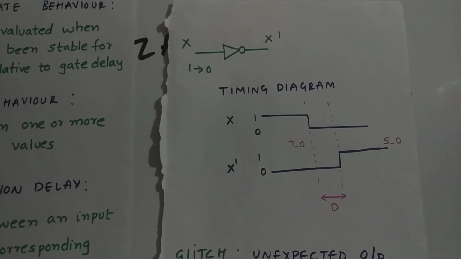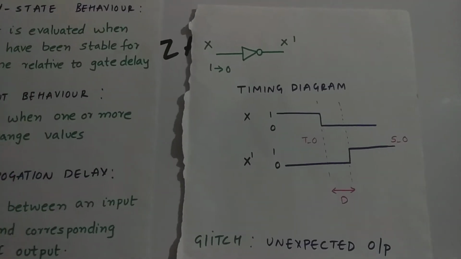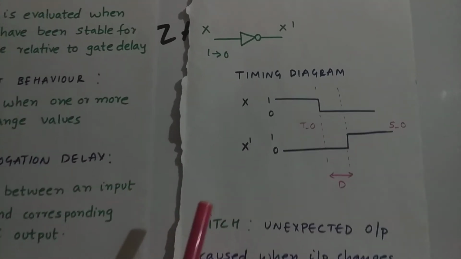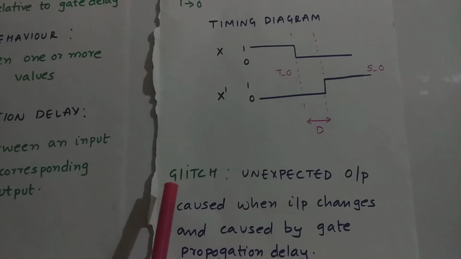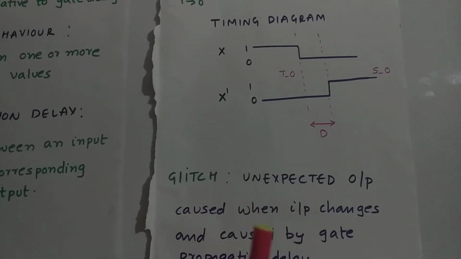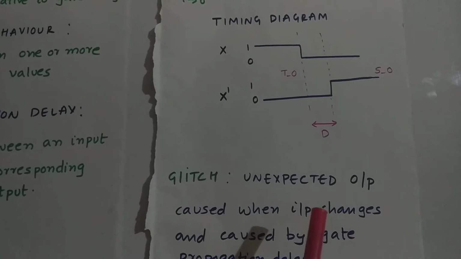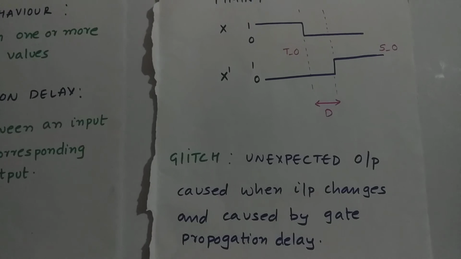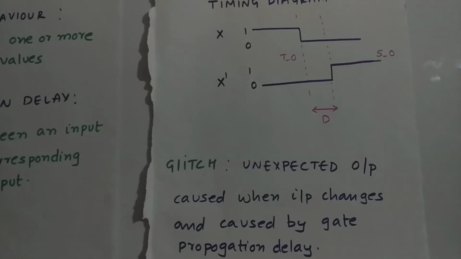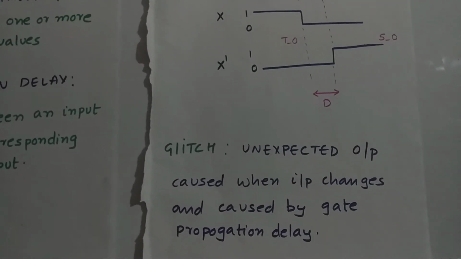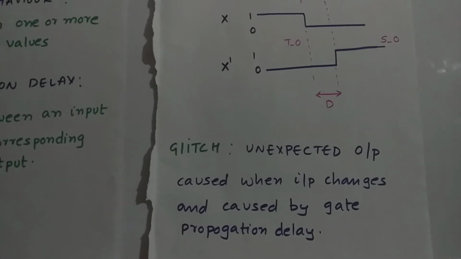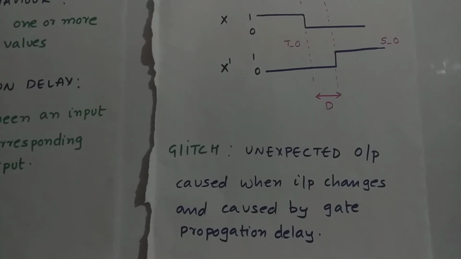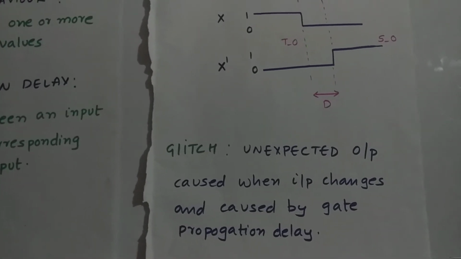These are important. The transient behavior of changing inputs and propagation delay result in a glitch. A glitch is an unexpected output, caused by changes in the input and the gate propagation delay, which is not good. For example, we want 0 at the output, but due to the propagation delay along the paths we get 1 for a momentary time. That is not good. That's a glitch. Okay, now let's go into hazards.